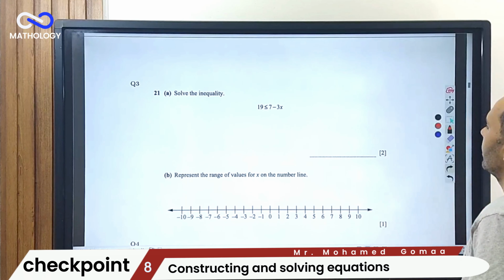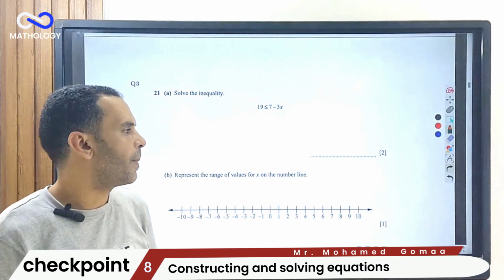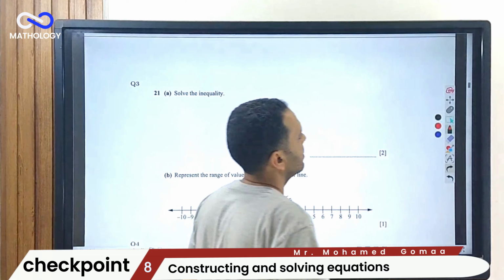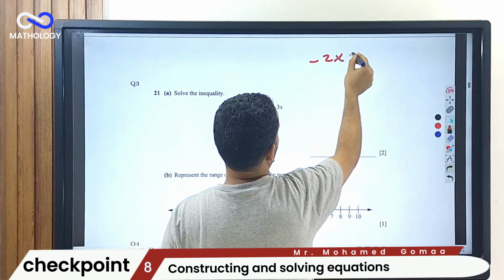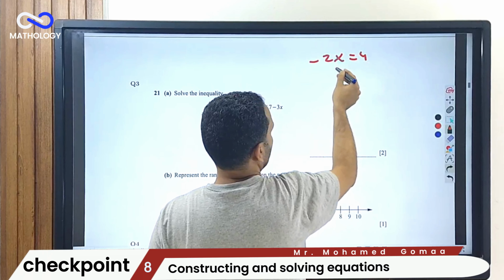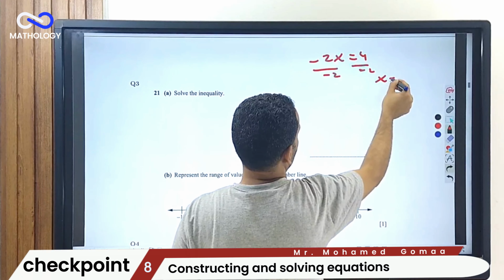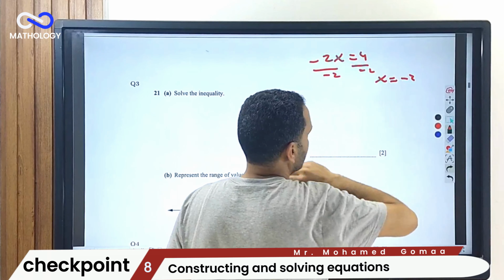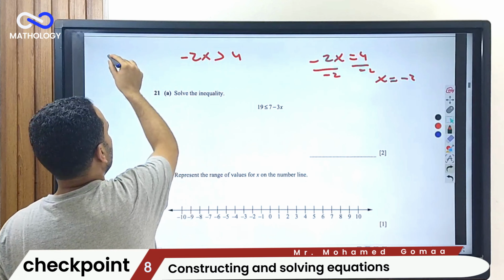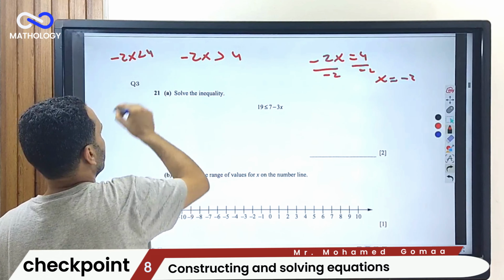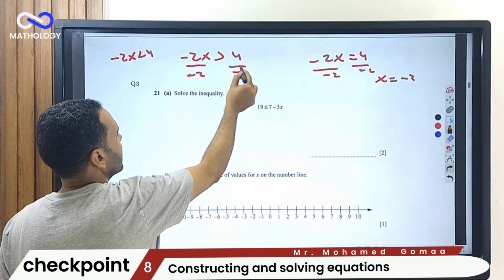Inequality. Inequality differs from the equation in one important step. Like if you have negative 2x equals 4, you want to get x, you have to divide both sides by negative 2, x equals negative 2, like this. If you have negative 2x greater than 4 or negative 2x smaller than 4 and you want to get the value of x, you have to divide both sides by negative 2.